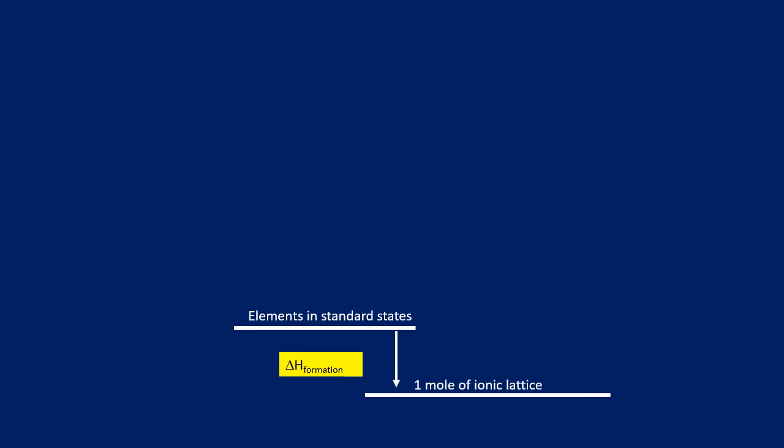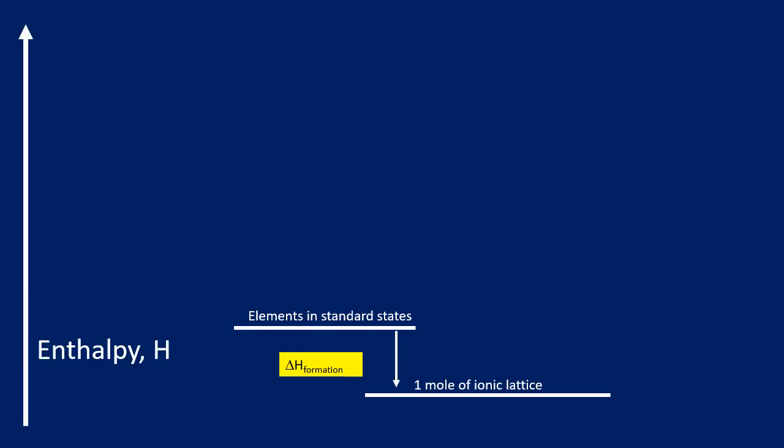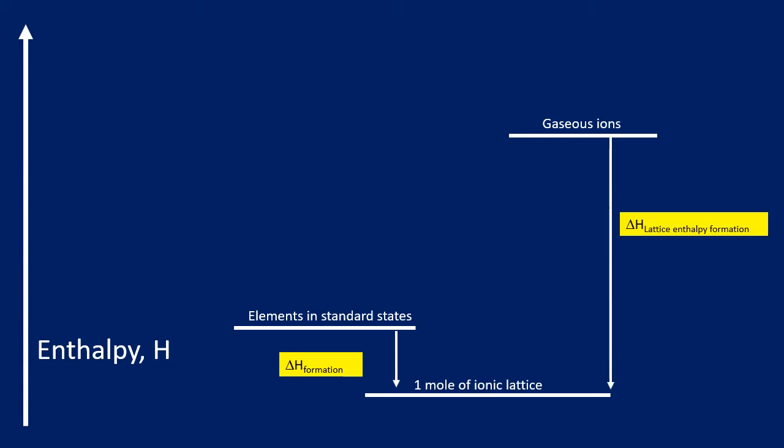If it was a positive change, we would show the ionic lattice above. Okay, because what we see here is a scale in enthalpy. So movement downwards is showing exothermic and the movement upwards would be endothermic. The next thing I would do is I would have my gaseous ions. And this now allows us to show on our cycle the lattice enthalpy of formation. So we go from the gaseous ions to 1 mole of ionic lattice. That is the enthalpy lattice formation.